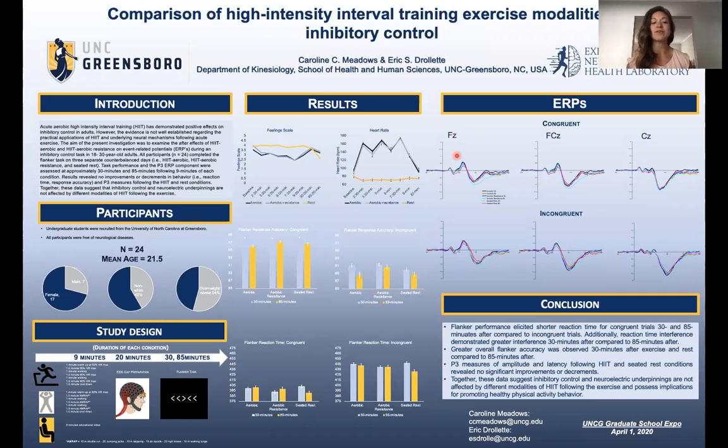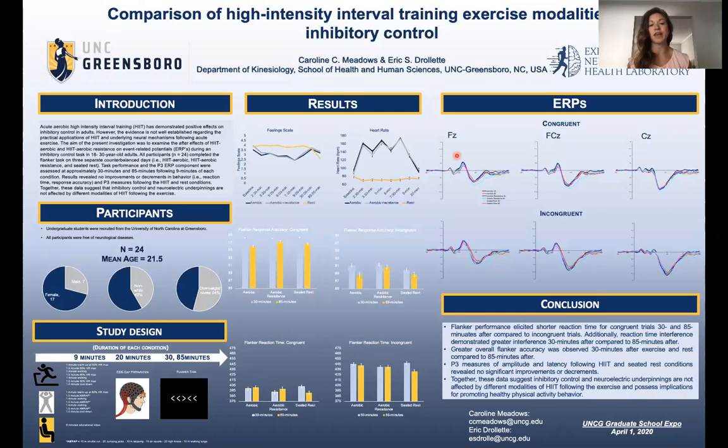So to begin, we've seen in the previous research that acute aerobic high-intensity interval training, or HIIT, has demonstrated positive effects on inhibitory control in young adults. However, when it comes to the practical applications of HIIT and their underlying neural mechanisms, the evidence is not well established. So the aim of this present investigation was to examine the after effects of a HIIT aerobic condition and a HIIT aerobic resistance condition on event-related potentials during an inhibitory control task.